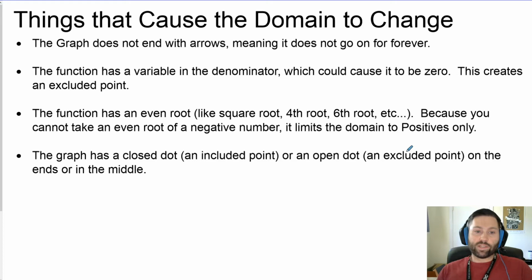If the function has an even root in it, like a square root, a fourth root, a sixth root, when you're taking the roots of numbers, it would cause it to have a limited domain of only positive numbers because you can't take the even root of a negative number. Like, try it. Try taking the square root of -4 in your calculator. You can't. It's going to tell you error. So when you do the square root of something, it's essentially telling you, you don't have any negative numbers in the domain. And the graph has a closed dot, an included point.